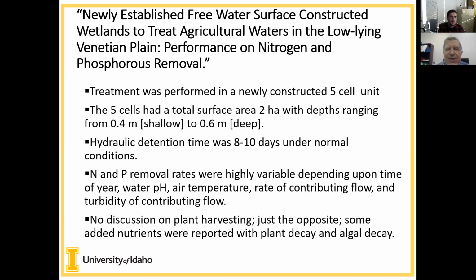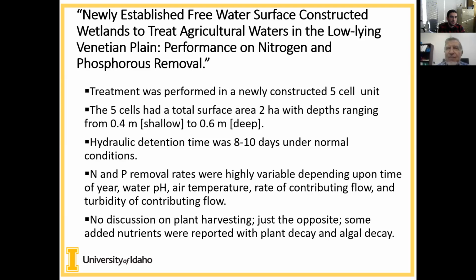The 5 cells had a total surface area of 2 hectares with depths ranging from 0.4 meters, which they called a shallow pond, to 0.6 meters, which was identified as a deep pond. The shallow pond had a different type of plant life than the deep pond. And they did this by design. The hydraulic detention time was 8 to 10 days under normal conditions.